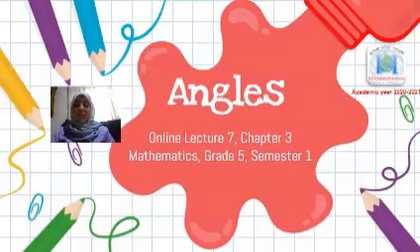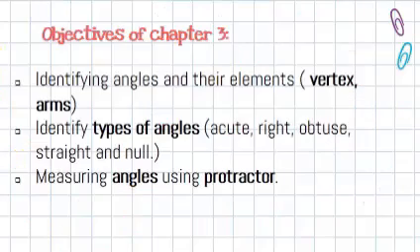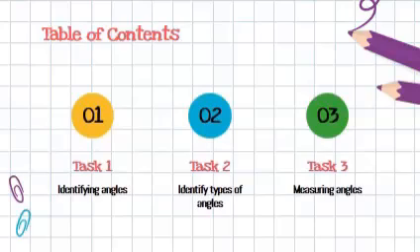This is our 7th online lecture, and in this lecture, I'm going to explain a new lesson, which is angles. So, in this lesson, we are going to identify the meaning of an angle and the elements of the angle. We are going to identify the types of angles, and we are going to measure some angles using a protractor. So our tasks are: the first task is to identify the angle, the second task is to identify the types of the angles, and the third task is to measure angles.